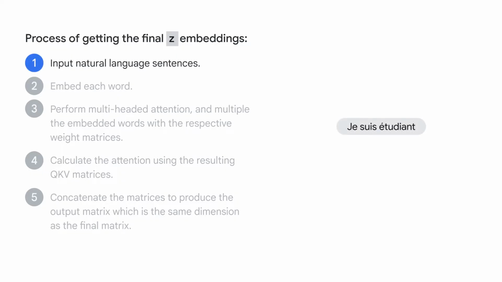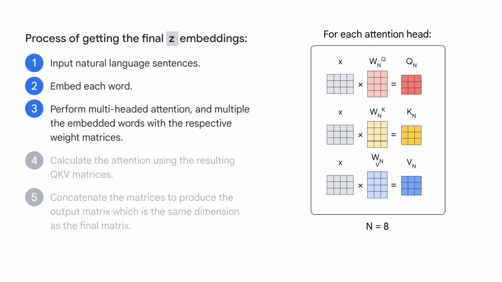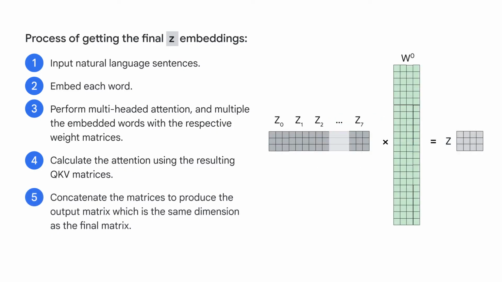We start with the natural language sentence, embed each word in the sentence. After that, we perform multi-headed attention, 8 times in this case, and multiply this embedded word with the respective weighted matrices. We then calculate the attention using the resulting QKV matrices. Finally, we concatenate the matrices to produce the output matrix, which is the same dimension as the final matrix that this layer initially got.